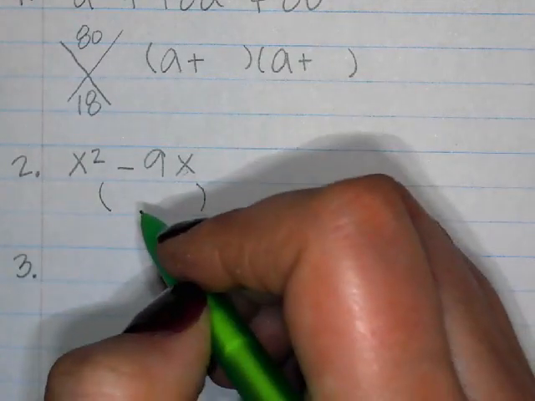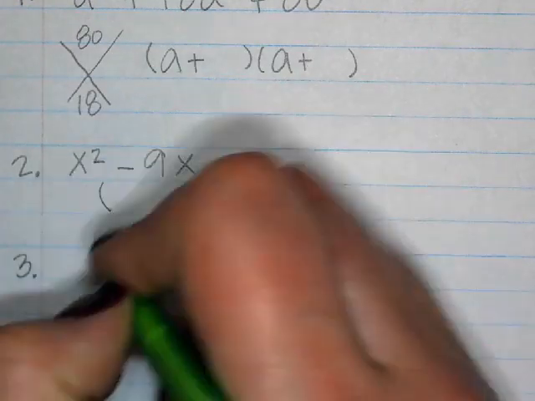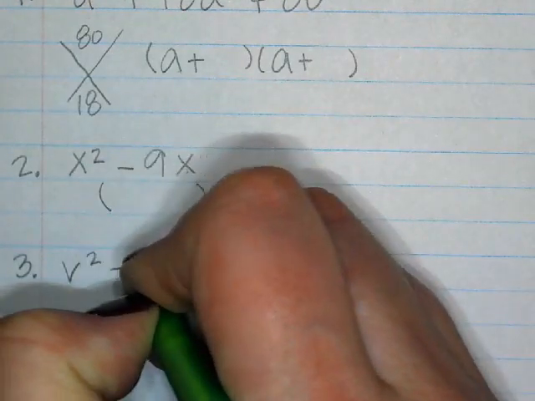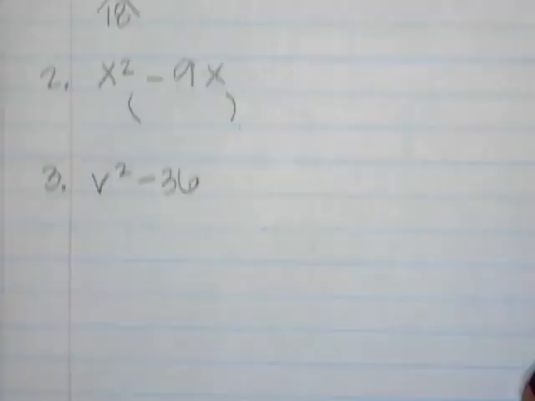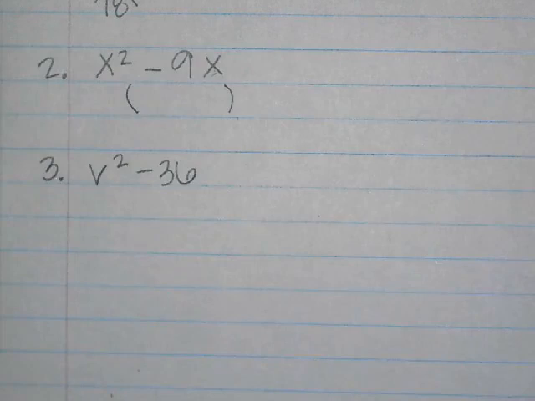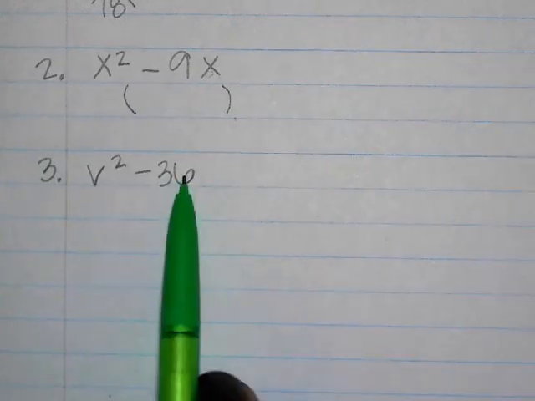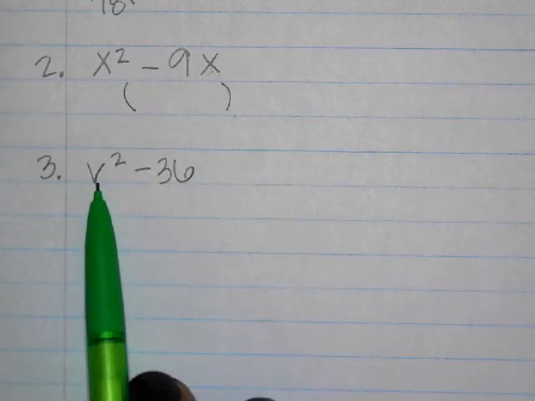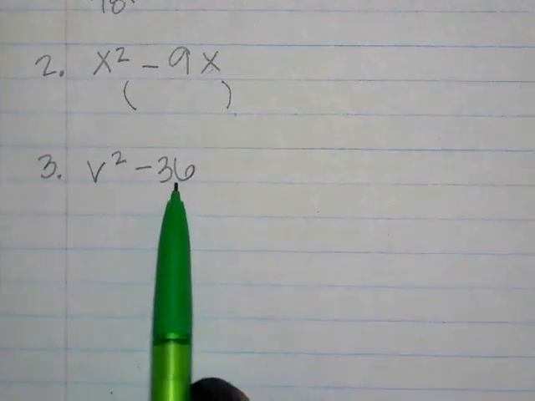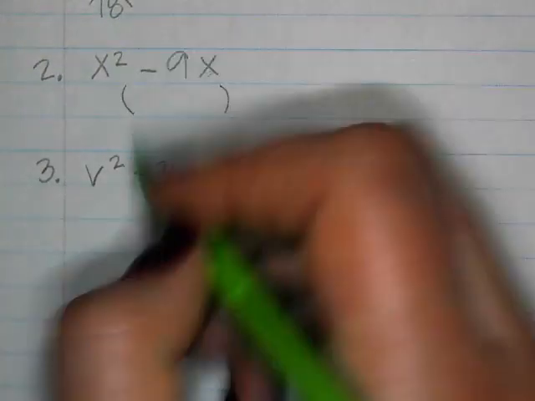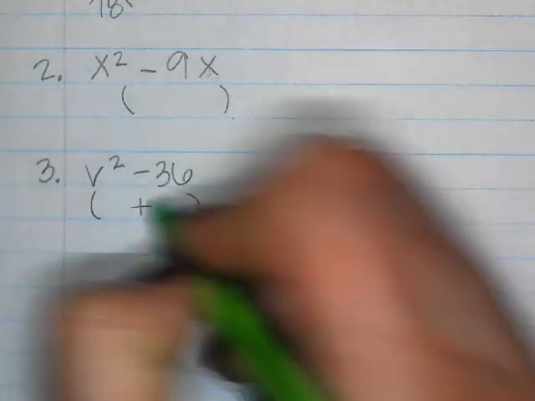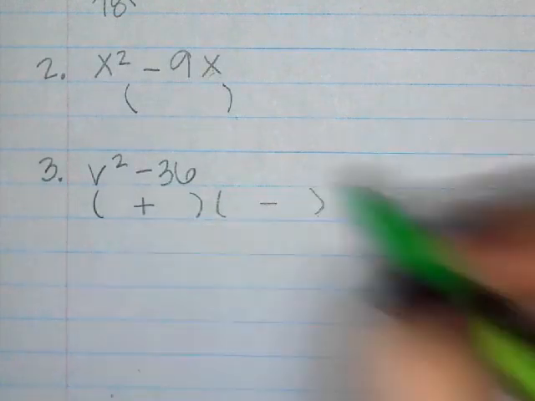All right, here's the next one. v squared minus 36. So again, this is a binomial. It's two terms. It's either a GCF problem or it's a difference of squares problem. This one is a difference of squares. How can we tell? Because this number doesn't have an x on it. This is a perfect square. v squared is a perfect square. 36 is a perfect square. So this one's going to have two sets of parentheses, one with a plus, one with a minus.